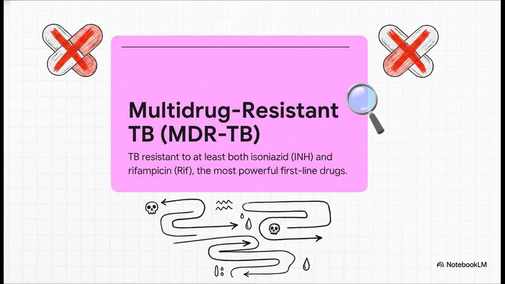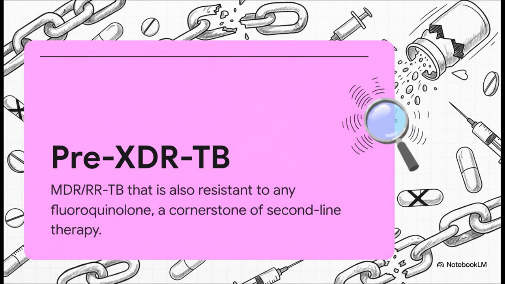Next up, the classic one, MDR-TB. This is where the organism is resistant to both isoniazid and rifampicin. The key thing to grasp here is that we've lost our 2 heavy hitters, the most powerful drugs in our first-line arsenal. This just completely changes the game, forcing us onto longer, way more complex, and often more toxic second-line regimens.